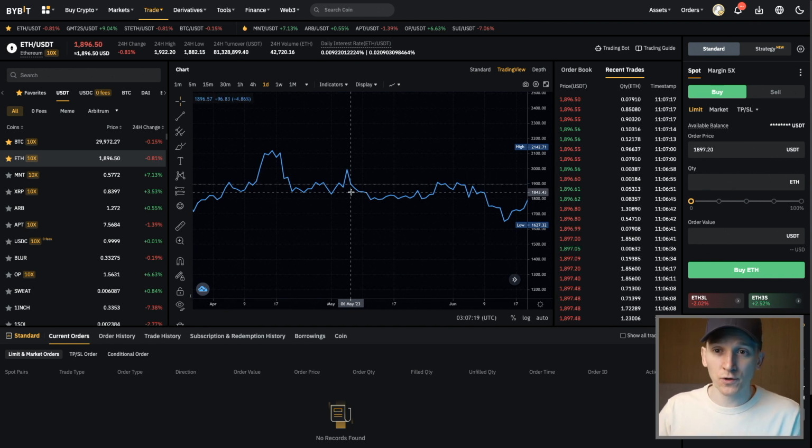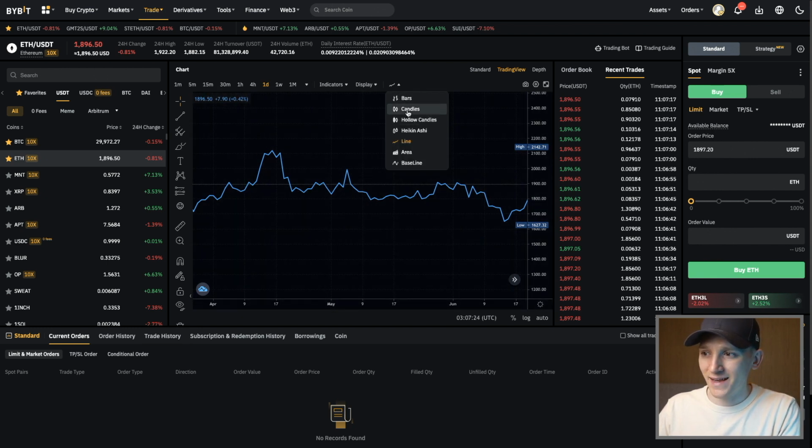This doesn't give the trader any information. This is more for long-term stuff. So what we're going to do is change this over to a candlestick. You can use hollow candles. It's exactly the same. It's just a design difference. I'm going to use candles here.